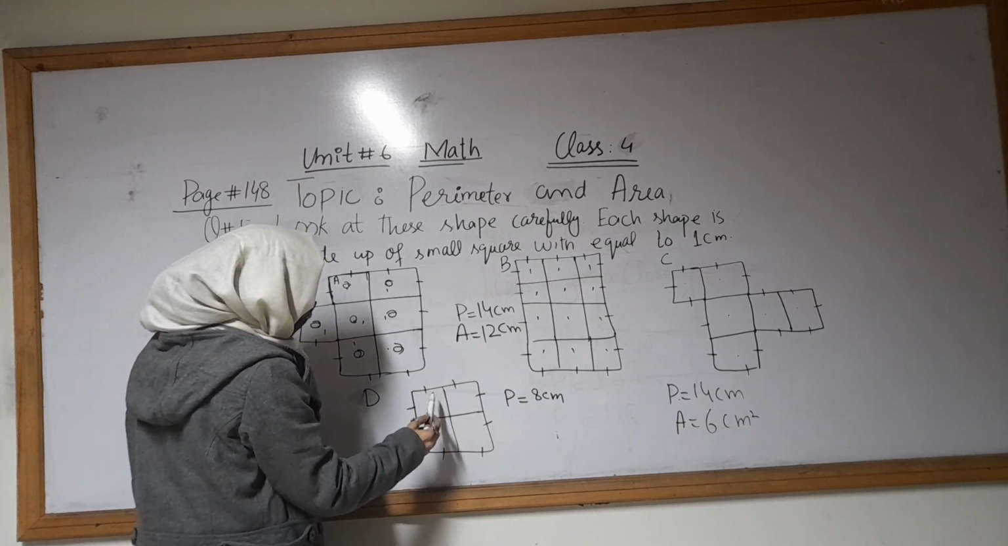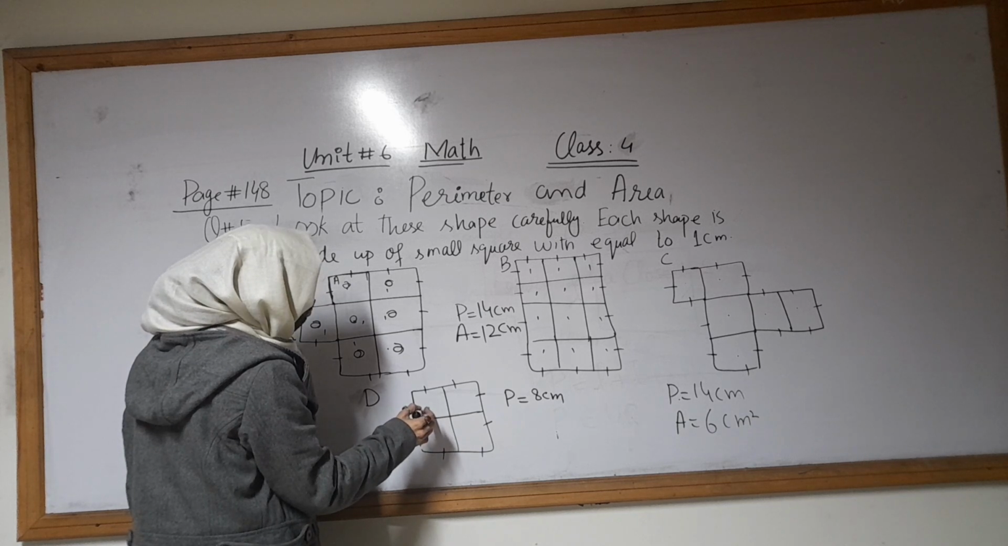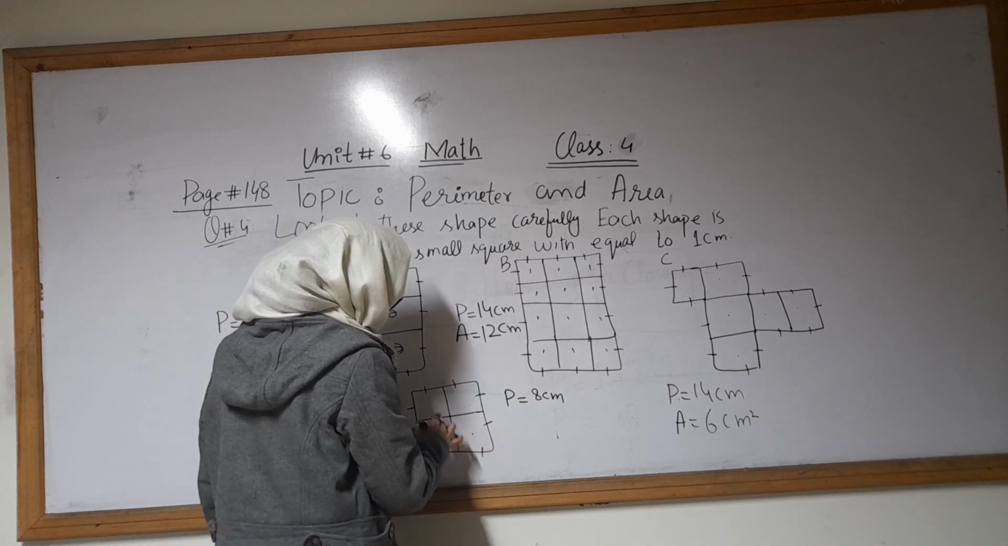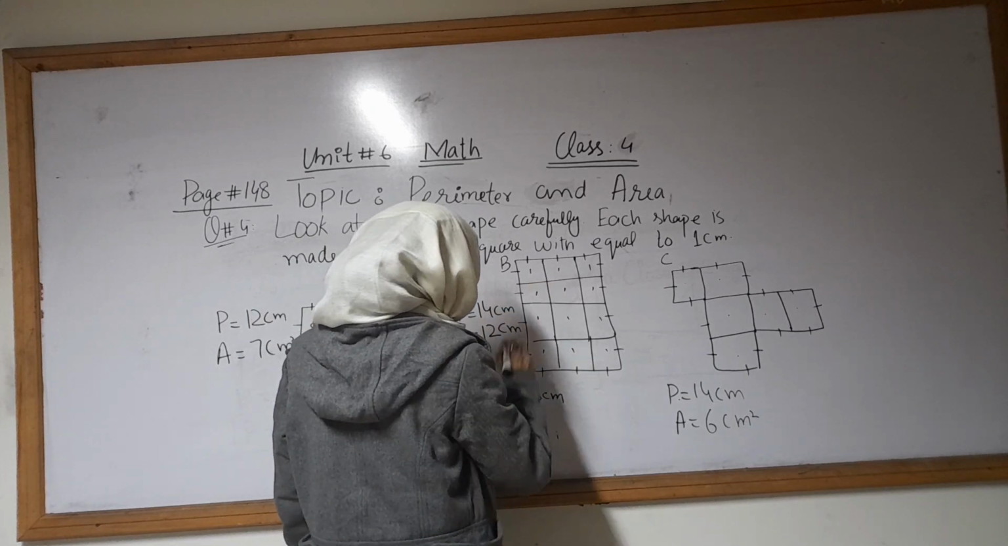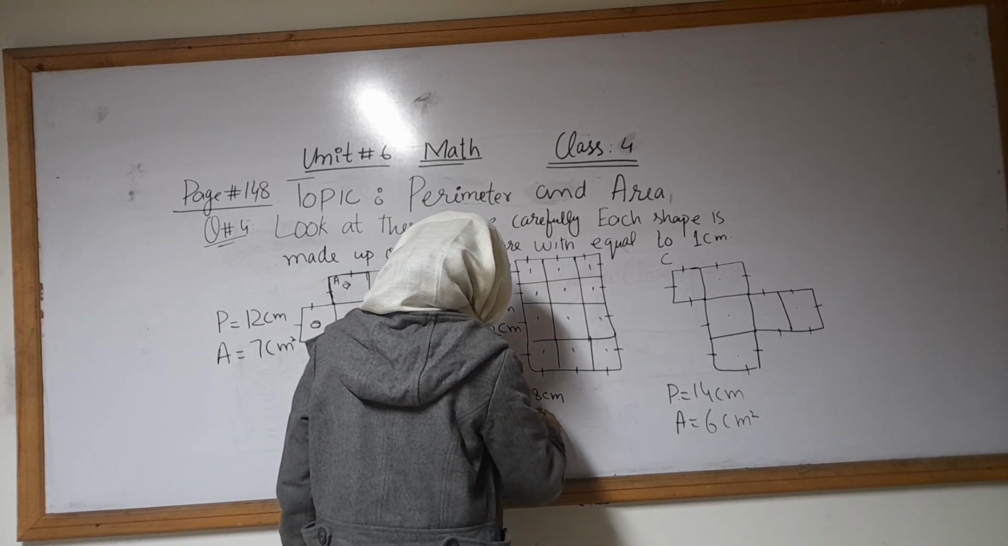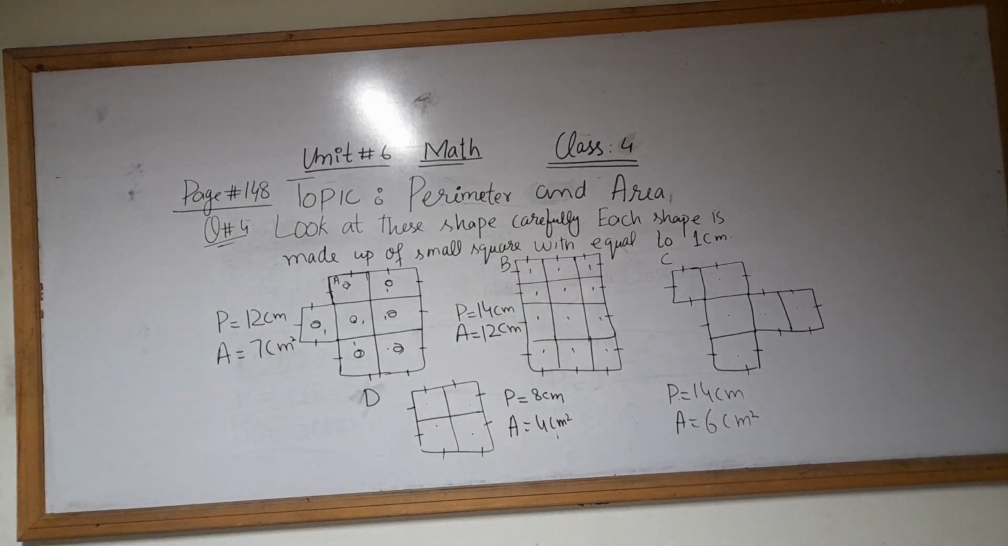Now we have D shape. In D shape, we have four squares, and according to the definition, area is the inside surface, so area is 4 centimeter square. So this is our question number 4, in which we have to calculate the perimeter and area. What is the perimeter, class? Perimeter is the boundary of the closed shape. What is the area? Area is the inside surface.